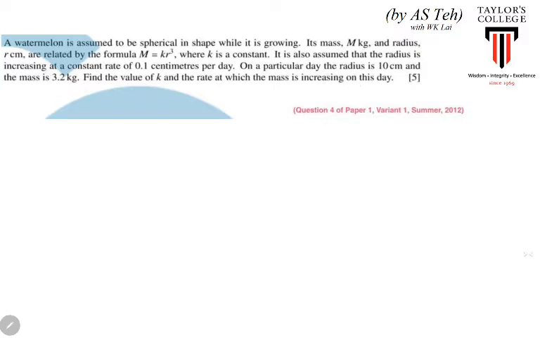In order to do this question, first we establish what information we have, which is mass equals K, a constant, times R cubed. So we know that the rate of change of mass with radius would be given by K times 3R to the power of 3 minus 1, so it will be 3KR squared. We also know that the rate of change of the radius of the watermelon with time is 0.1 centimeters per day.